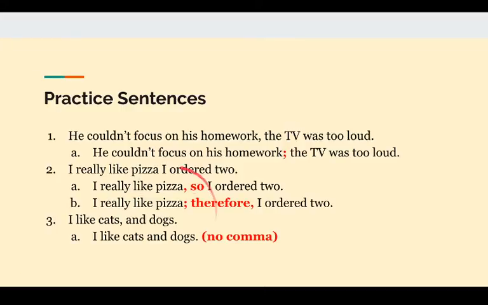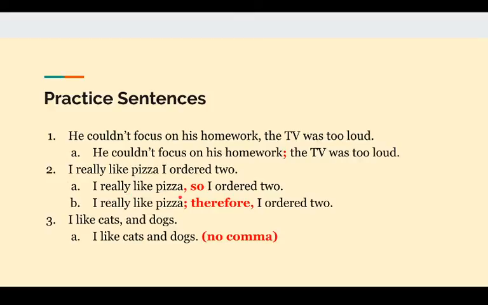For number 2, we have 2 ways. So the sentence which is incorrect is, I really like pizza, I ordered 2. That's actually a run-on sentence. Again, we have 2 independent clauses, but we're not joining them with any punctuation of any sort. Even if we had a comma, it'd still be incorrect. So it can be correct in either of these 2 ways or more, but this is just the 2 that I choose for the word specifically.